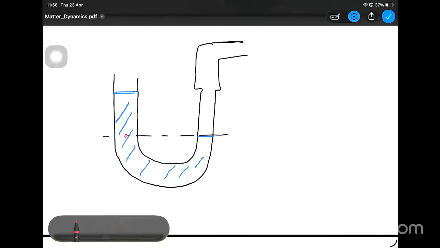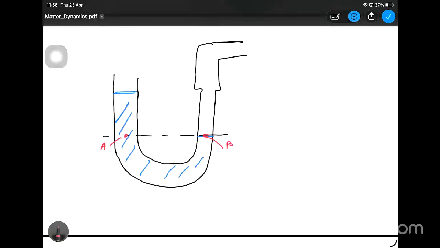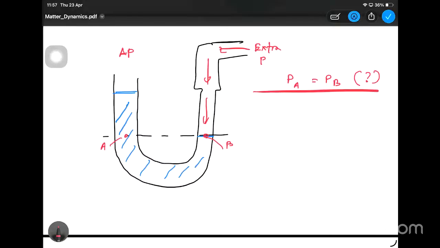And this is point A, this is point B. And here you are having the external pressure. And here you are having atmospheric pressure. So as I mentioned, pressure at A equals pressure at B, right? The reason: same liquid, same level, therefore same pressure.